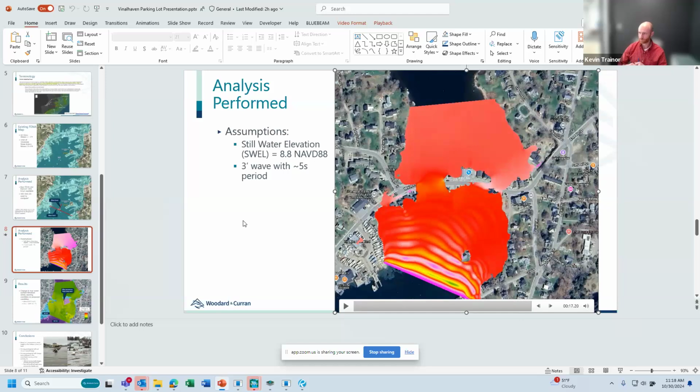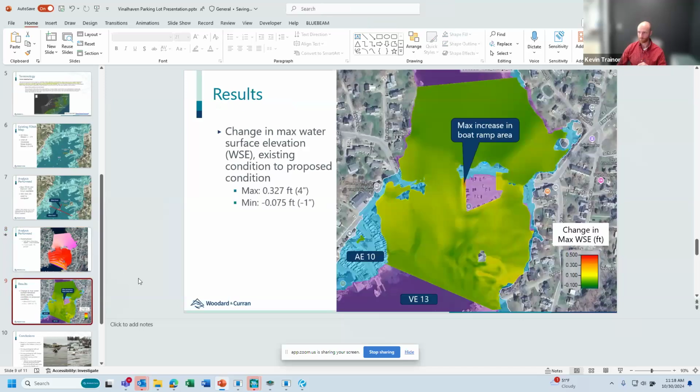So we did that for the existing condition, and then essentially raised the entire parking lot elevation to 10, and did the same thing. And from that, we created, for each simulation, a maximum water surface elevation throughout this area. And then we compared the existing to the proposed basically by taking that maximum water surface elevation everywhere for the proposed condition and subtracting the existing condition.